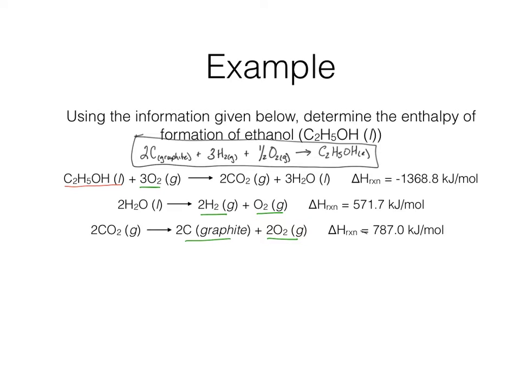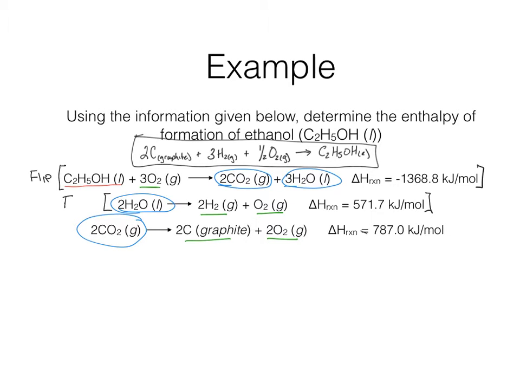And then I mark the things that I have to get rid of. Okay, and so there's a few ways to go about this. The first thing that I am going to do is work to make sure that I can get my reactants on the left side and my products on the right side. And so to do that, I need to flip this first reaction.